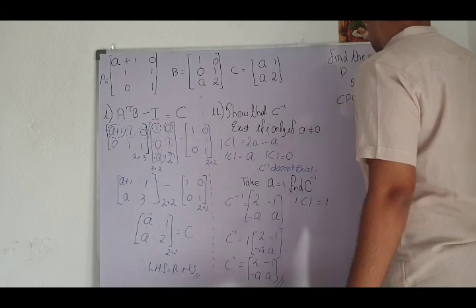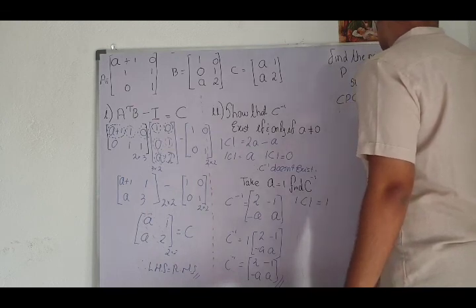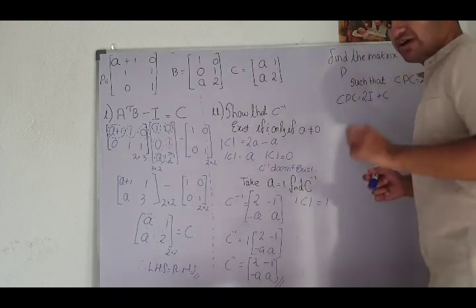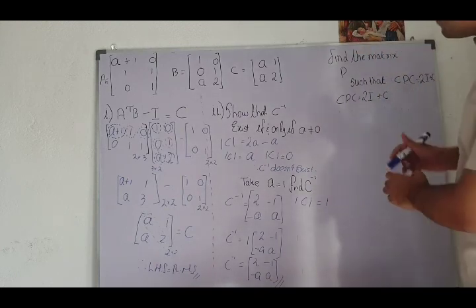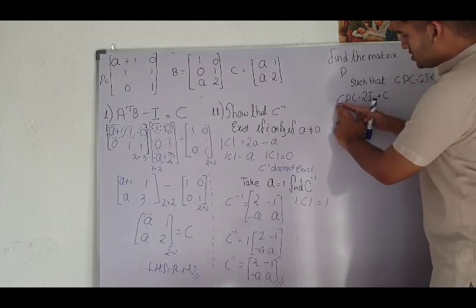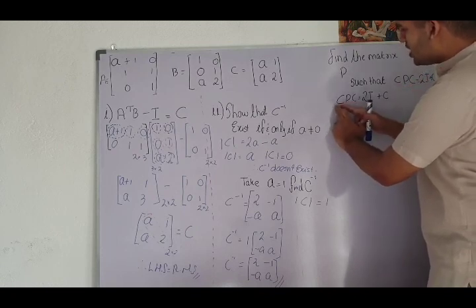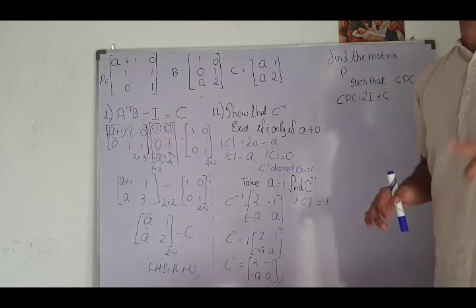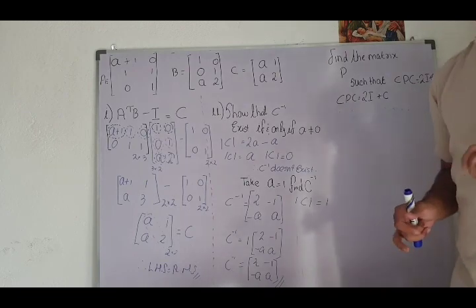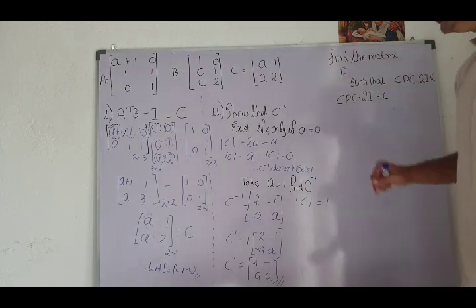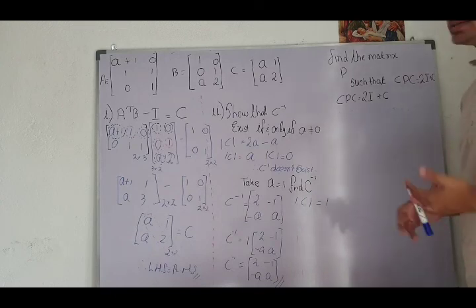CPC equals 2I plus C. Now what we have to do here is that we cannot interchange. We cannot put C here and put P here and say PC squared. We can't do that. This is matrices. If we do that, that will not be equal to the final result which we get. We should follow the steps which the question has given us.